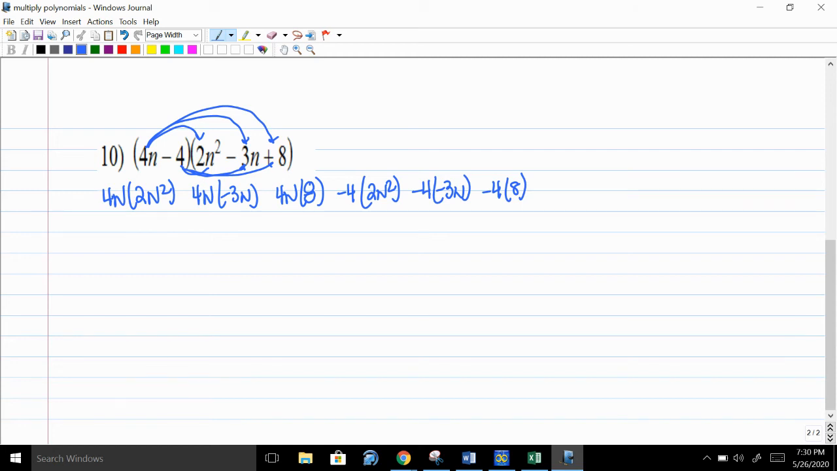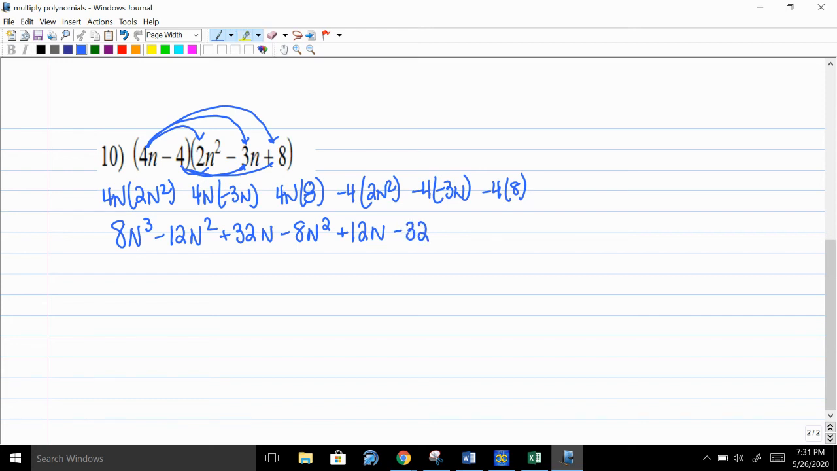4n times 2n squared. Be careful here. That's going to be 8n to the third power. Remember your rules for exponents. Product of powers. N times n squared is n to the third. 4n times -3n, that's -12n squared. Again, be careful there. 4n times 8, that's +32n. -4 times 2n squared, that's -8n squared. -4 times -3n, and negative times a negative is +12n. And then I got my constant at the end. -4 times 8, that's -32.